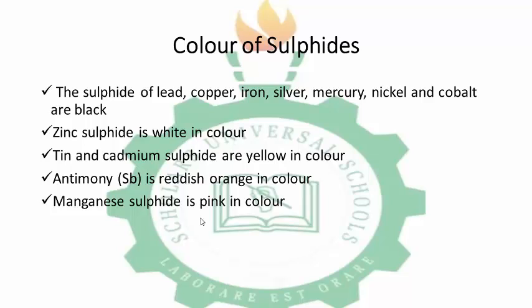So for example, you have a compound and you are told it is a sulfide and it is black in color. You know that it can never be zinc sulfide, tin or cadmium sulfide, antimony sulfide, or manganese sulfide. It is either a lead, copper, iron, silver, mercury, nickel, or cobalt sulfide. Then you can carry out further tests to find which cation, that is, which metallic ion, is present in the sulfide.